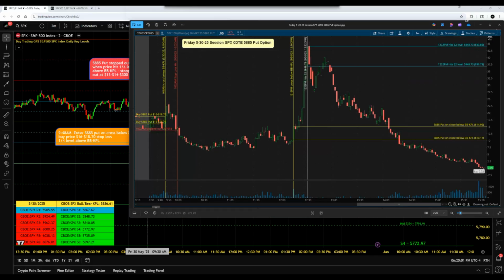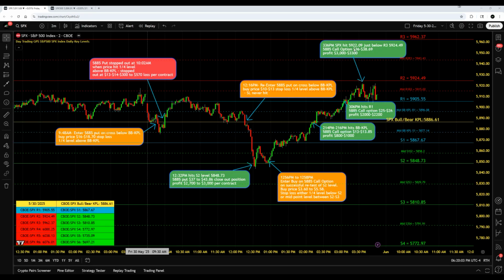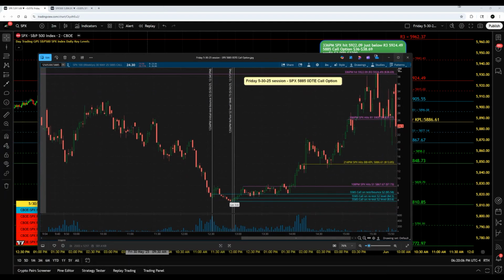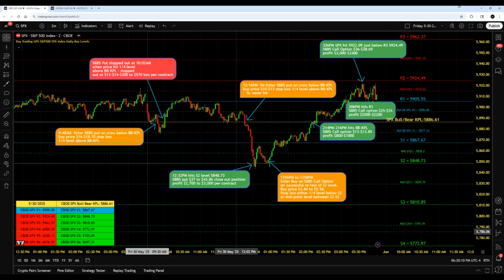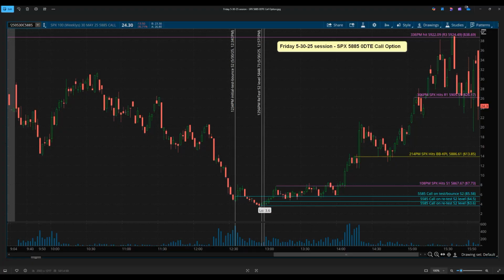Okay, and now we'll take a look at the 5885 call option. So going back to here, here's that first bounce, 12:34, right here. Now we just got out of our 5885 puts right here. Normally when I'm exiting a position, I'm not looking to jump back into another position 5 seconds after getting out of the other one.